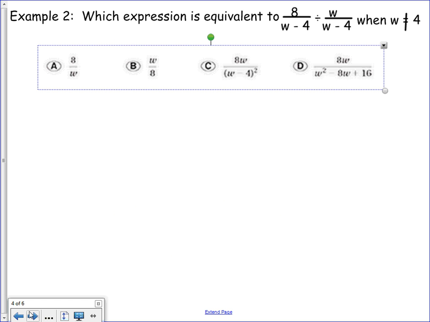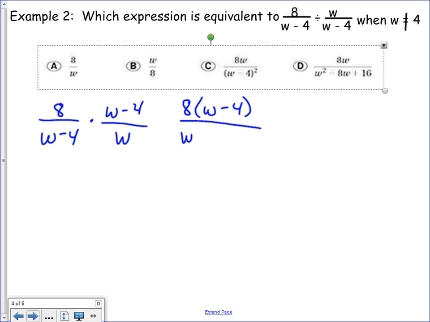Now we're going to look at which expression is equivalent to 8 over w minus 4 divided by w over w minus 4. So again, when we're dividing, we're actually multiplying by the reciprocal. So this is really 8 over w minus 4 times w minus 4 over w. And we can write that out as 8 times w minus 4 over w minus 4 times w. I'm not really going to use the distributive property here because I can already cancel out common factors, which will give me 8 over w. And that is choice A.